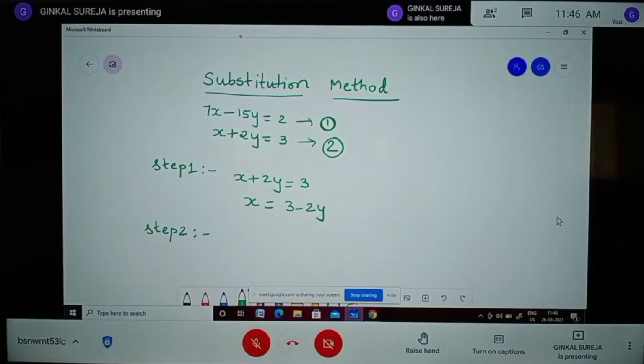Step 2 is, whatever the value of x we got here, we have to substitute in the equation other than the equation we have taken in step 1. That is, here the equation is 7x minus 15y equal to 2. Now we will substitute the value of x, whatever we got in step 1, that is 3 minus 2y, so 7 times (3 minus 2y) minus 15y equal to 2.